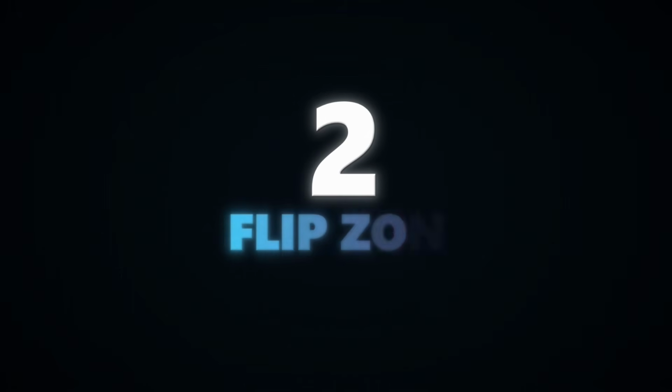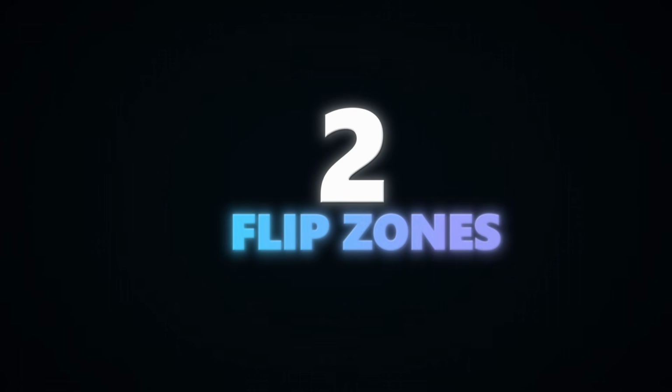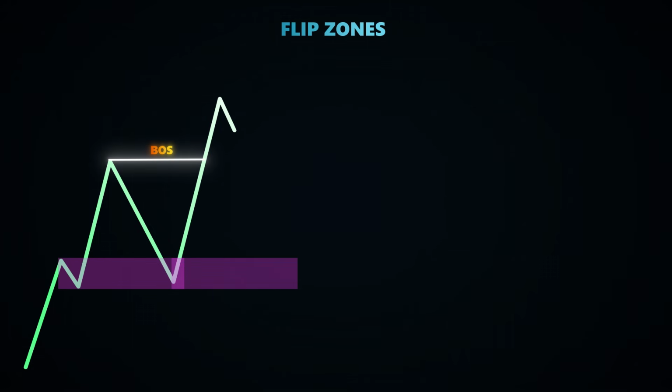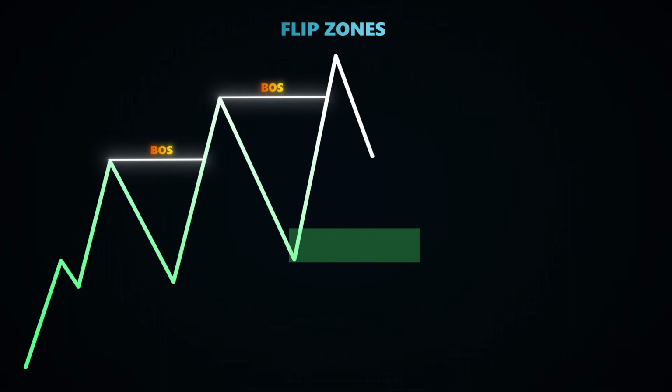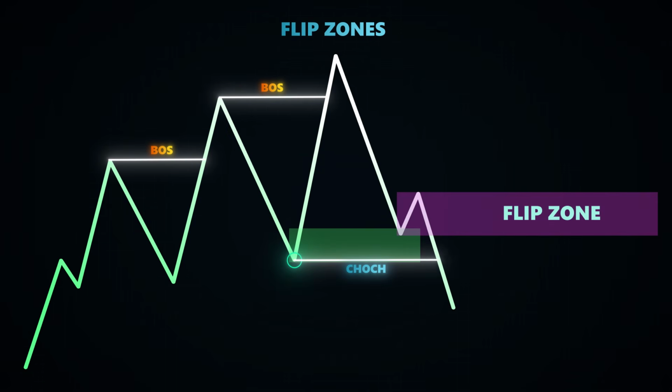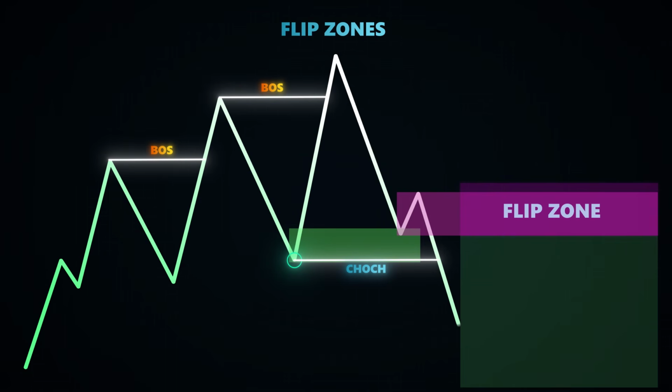Alright, let's move on to rule number 2. And this one's a game changer. We're talking about what traders call a flip zone. And trust me, once you understand this, spotting solid entries gets way easier. So what exactly is a flip zone? Well, it's when a level that used to act as supply flips and starts acting as demand, or vice versa. And here's why that matters.